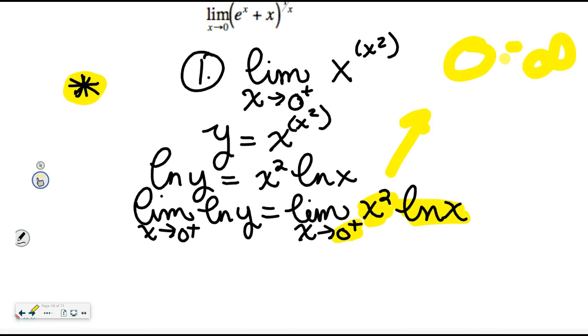Most of the answers are 1, e squared, e. Not sure which one this ends up being.